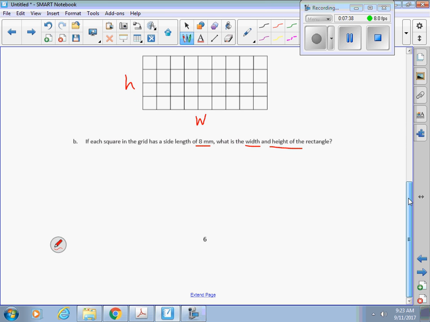So what do we have to do with that 8 to figure out what the width and height are? Mackenzie. Very good. So we know that it's 4 units tall times 8 millimeters each. That's going to give you how many millimeters for the height? Yep. I got 32. Very good. So 32 millimeters. Let's go on to the width.